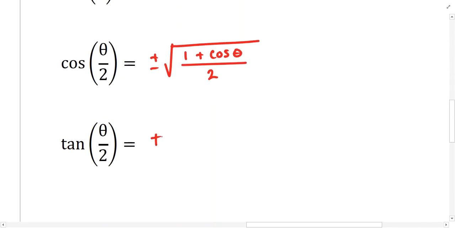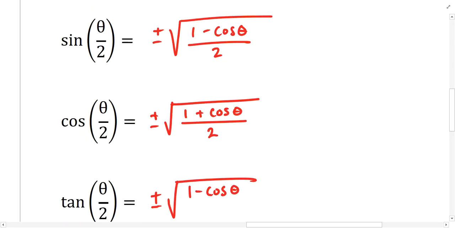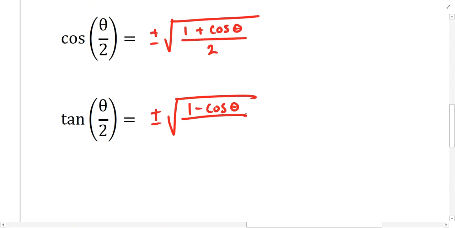For tangent, we have positive or negative square root of, well, this is kind of neat. Sine over cosine is how we define tangent. So you might memorize it or might remember it this way. With our half angle of sine, we had 1 minus cosine. And for our half angle of cosine, we had 1 plus cosine. So if you're thinking sine over cosine, then that might help you remember this order for that identity.